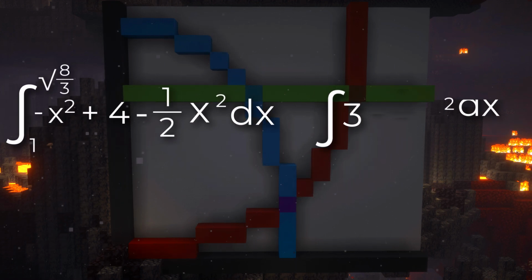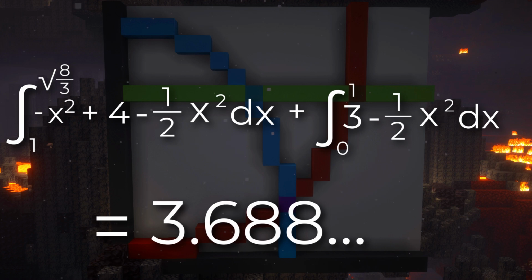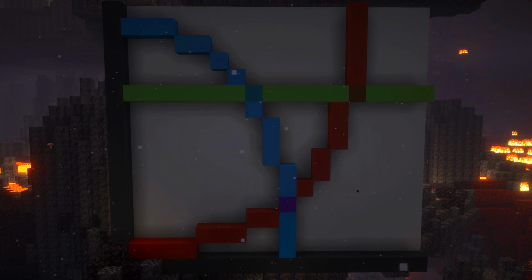We then calculate these values and you should get around 3.688 as your area. And that's all there is to it.